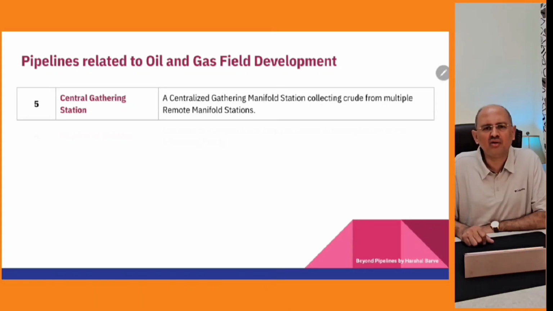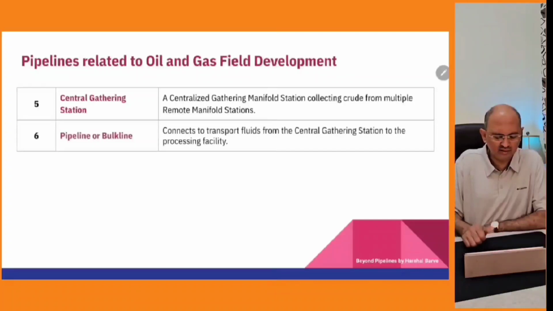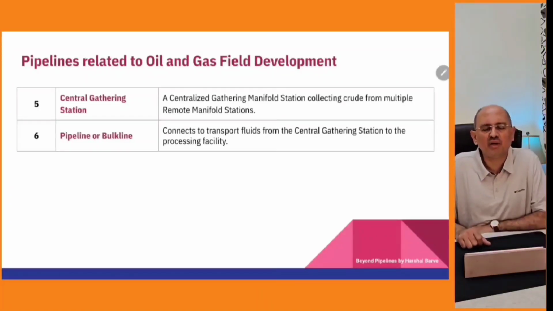In the central gathering station, all the trunk lines will come together. There can be multiple central gathering stations as well, depending upon the area and geography of the overall plot. So the trunk lines will be going out from the satellite manifolds and connecting to the central gathering facility, where once again it's a larger, larger diameter manifold, from where all the fluids from the multiple satellite manifolds are collected together.